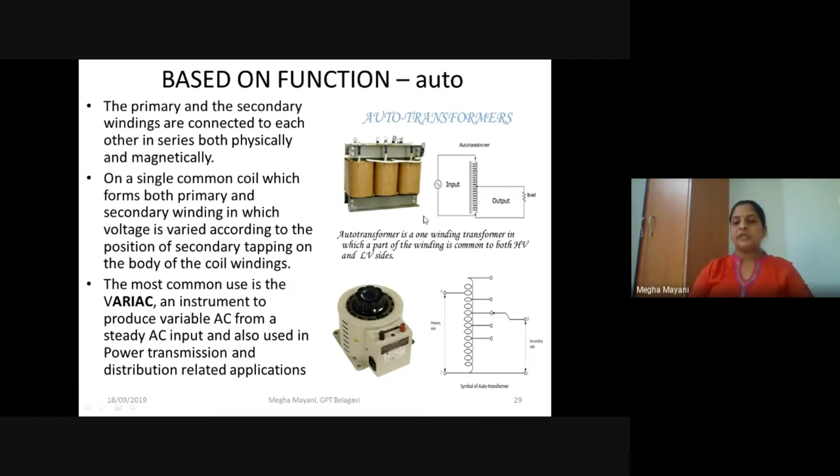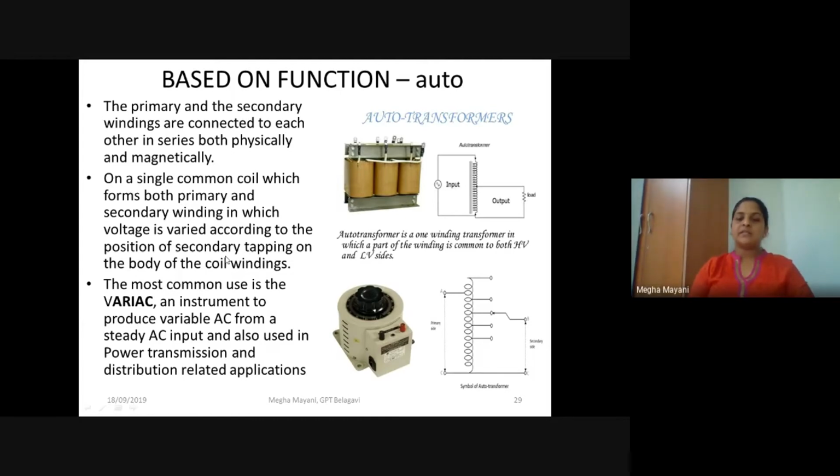These find application in power transmission as well as distribution applications. An image for a specific autotransformer has been shown here, and also the general symbol to represent an autotransformer. When this is connected at different points, the voltage obtained across this terminal will be different because the number of turns is changing. When you connect here, it will be the primary turns by the secondary turns, which will be governing E2. So this is an autotransformer.